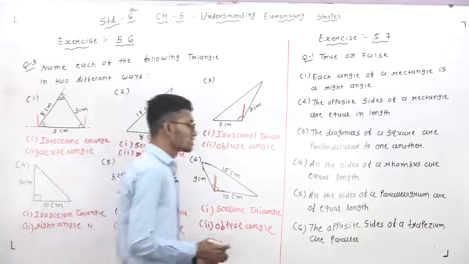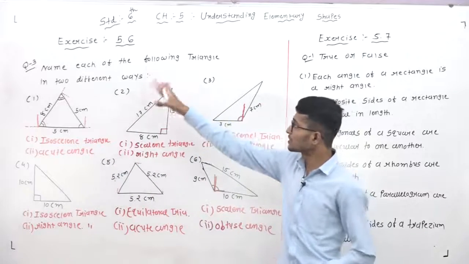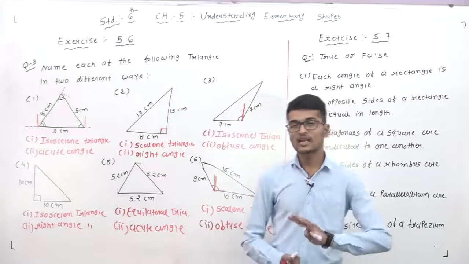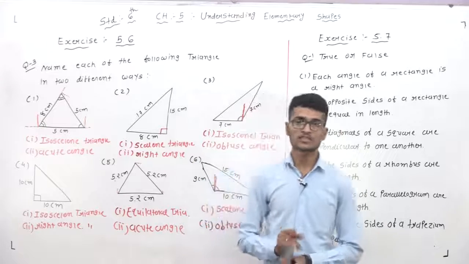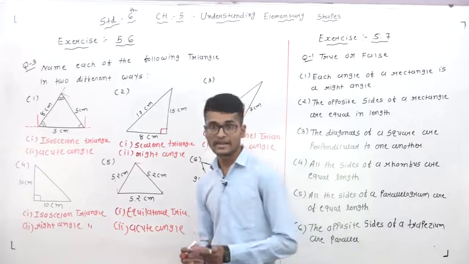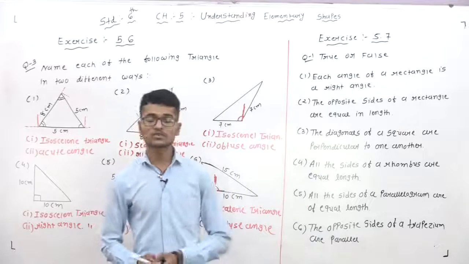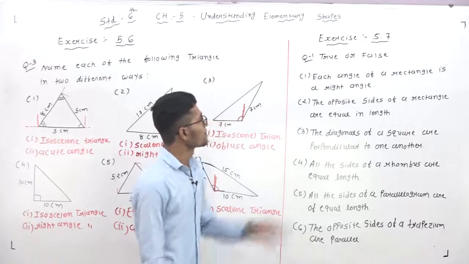So understand, students, this is related to exercise 5.3, question number 3. Okay? Understand? Then our next exercise is exercise 5.7. Exercise 5.7 is related to quadrilaterals. First of all, our first question is true or false. So let's start our first question.